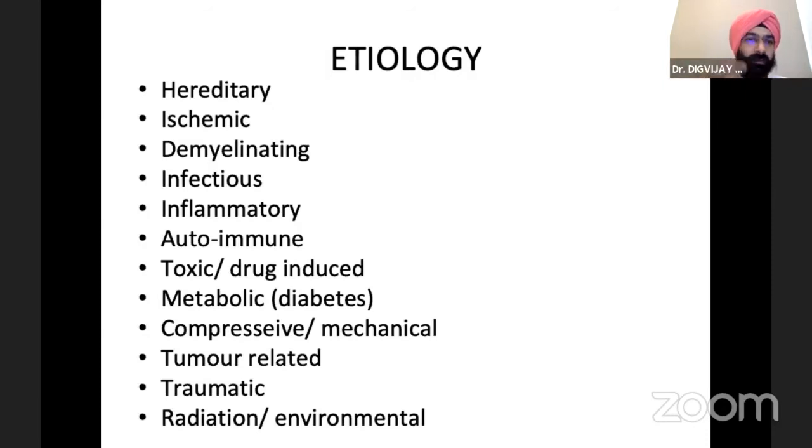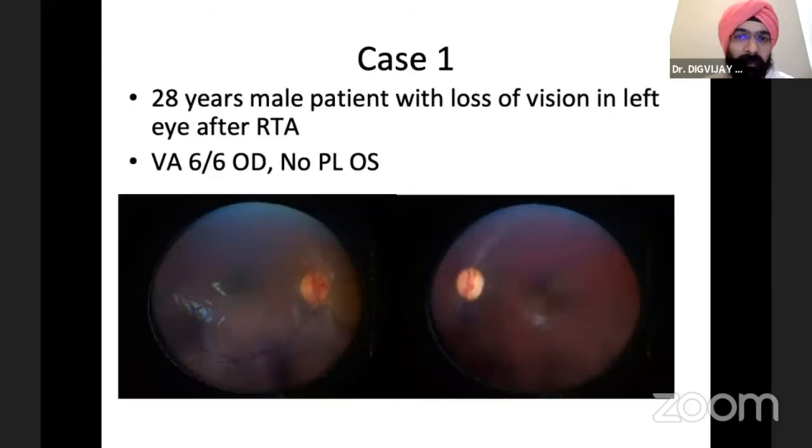Pale discs or swollen discs could be one of these many etiologies, right? From hereditary all the way to inflammatory, paraneoplastic. So there is a huge number of etiologies, but the basic presentation is similar. Either it's going as a pale disc or an edematous disc. Let's look at a few cases.